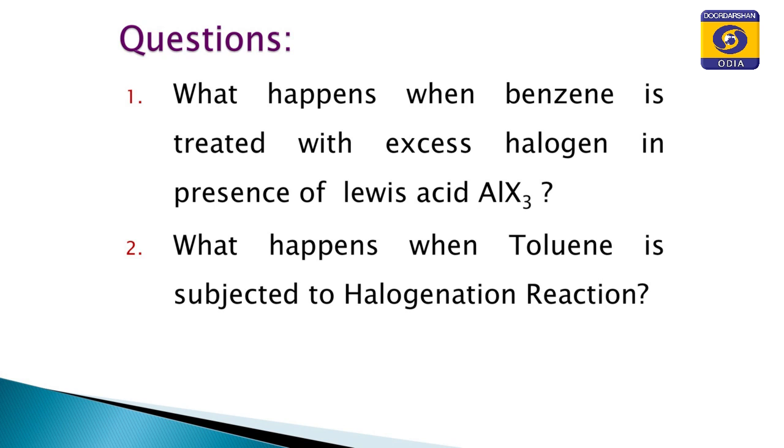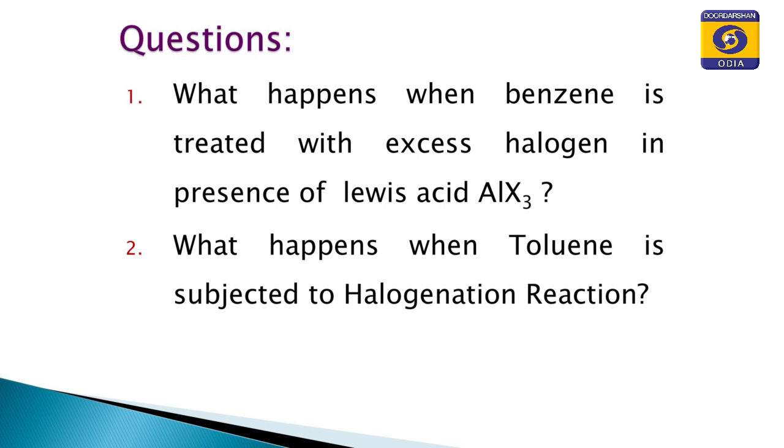So, now let us consider what happens when benzene is treated with excess halogen in presence of the Lewis acid. We are using chlorine in presence of Lewis acid, let it be aluminum trihalide. So, when benzene is treated with excess halogen, let the halogen be Cl2, then what will happen? And another question is, what happens when we are using the aromatic hydrocarbon toluene instead of benzene? So, if toluene is subjected to halogenation, what will be the product?